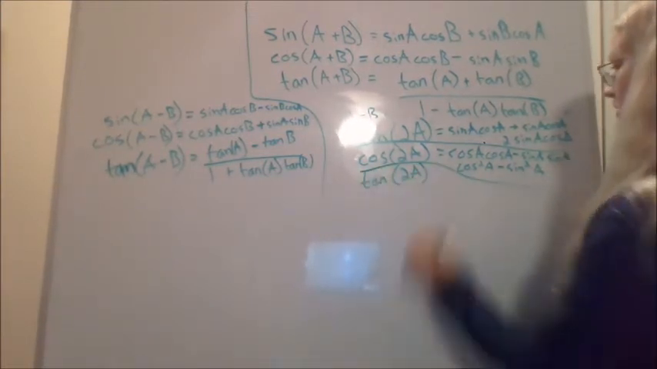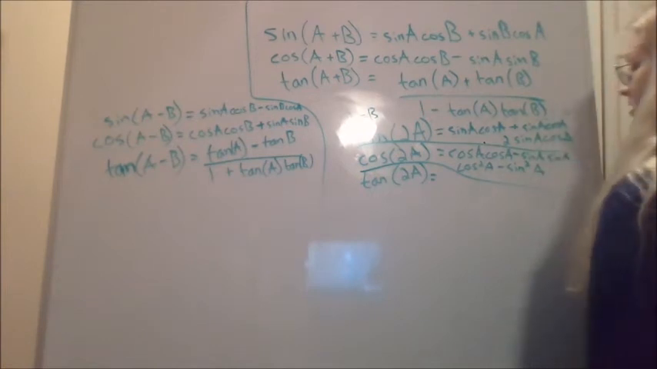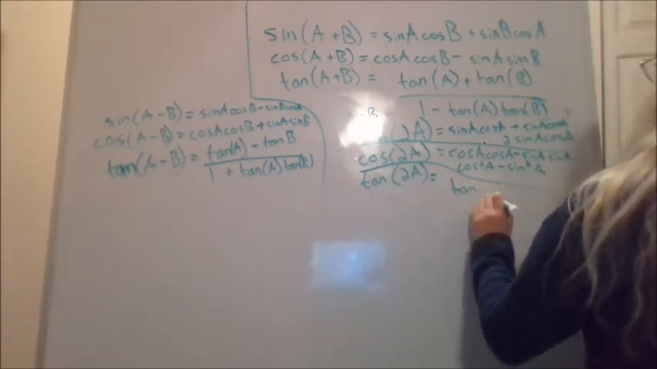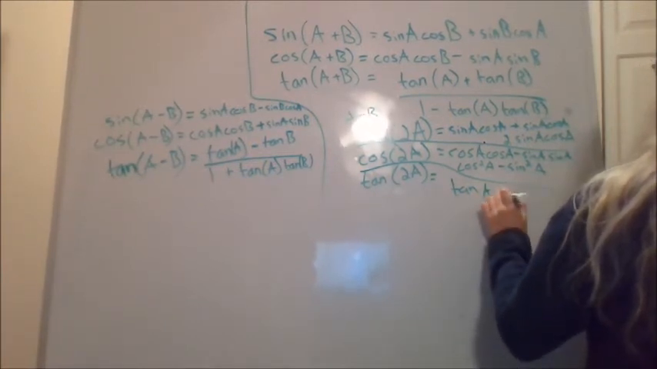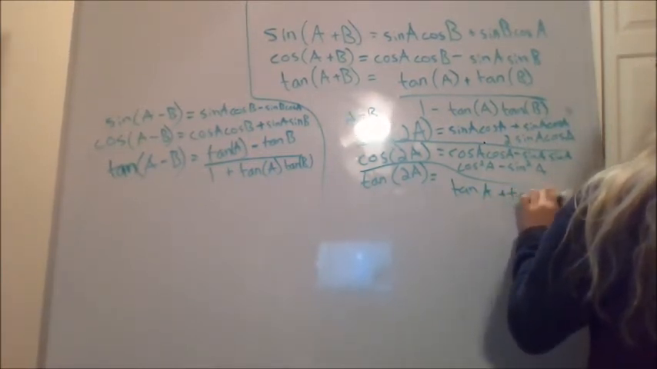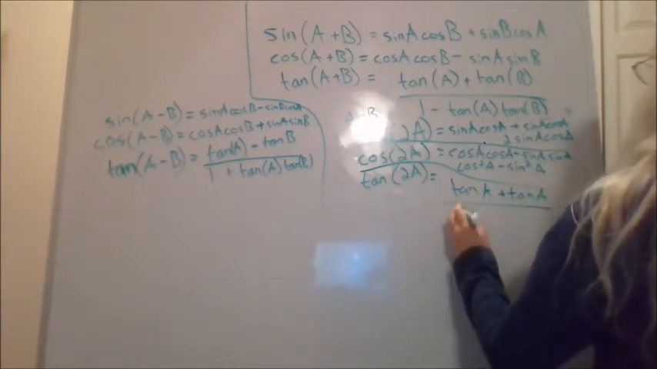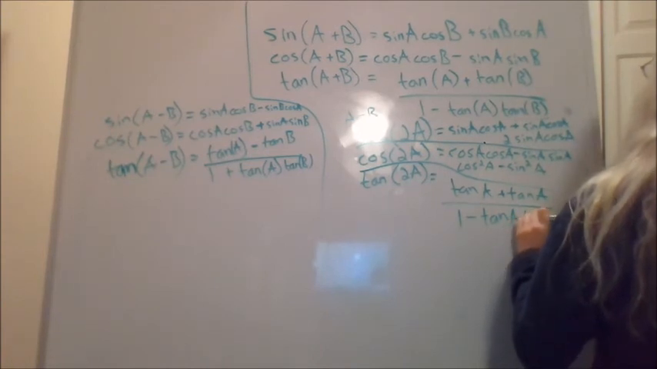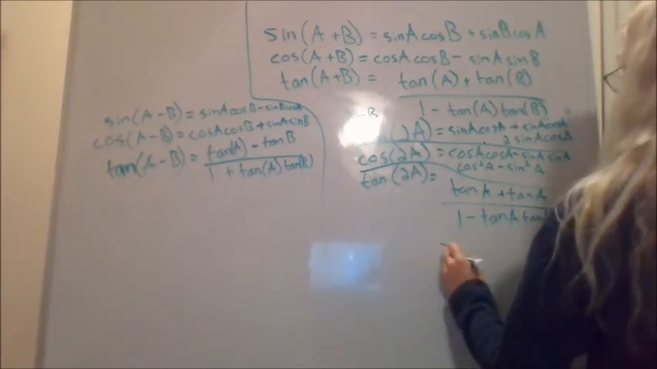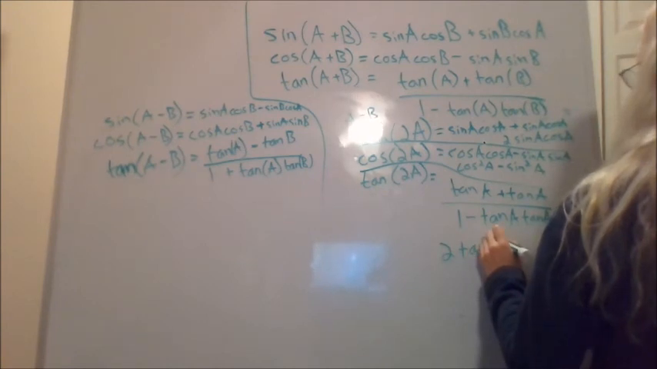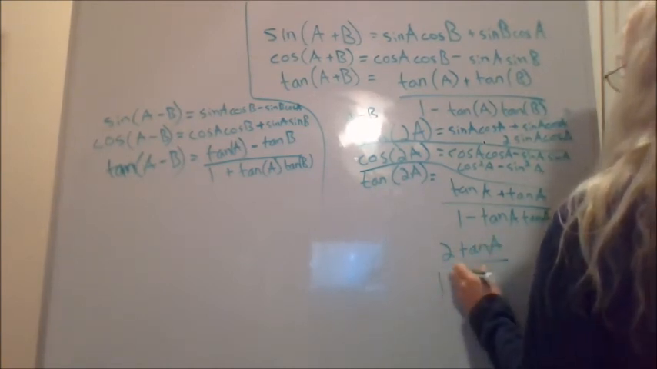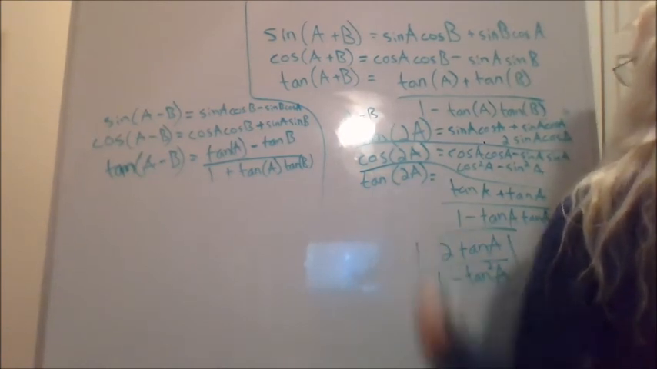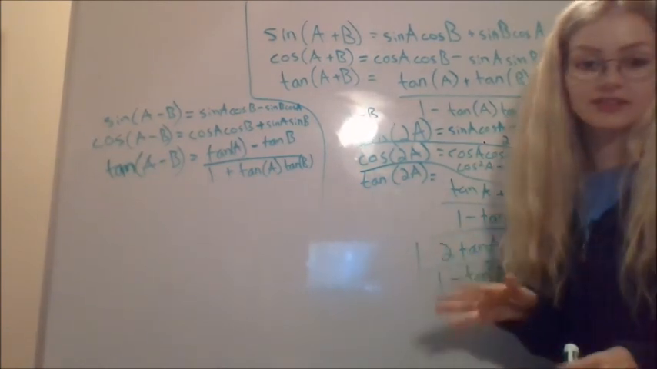So that's our cosine. Our tangent is going to be a little bit more complex, but tangent of A plus tangent of A divided by 1 minus tangent of A tangent of A. So that's going to be 2 tangent of A divided by 1 minus tangent squared of A. So that's just one last thing that I wanted to add.